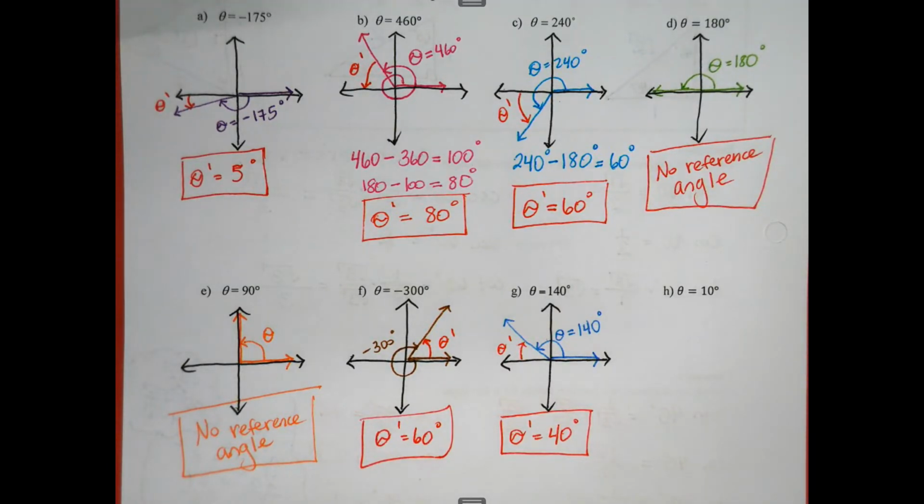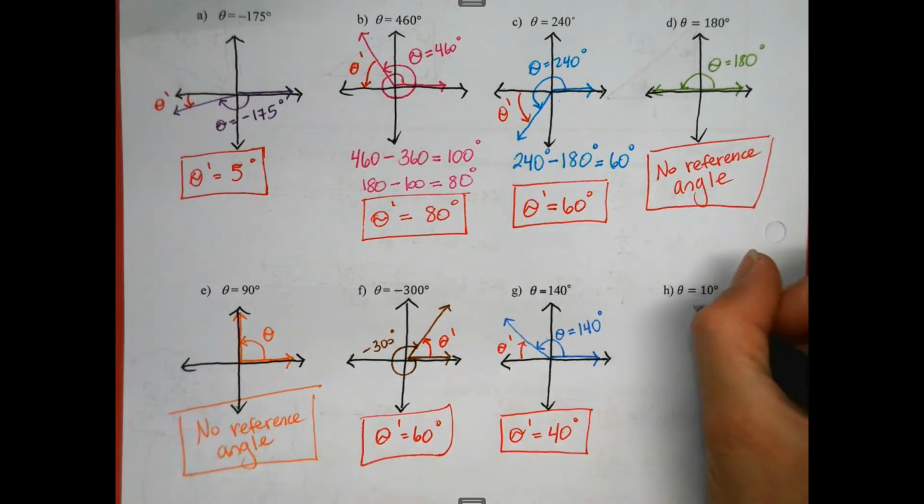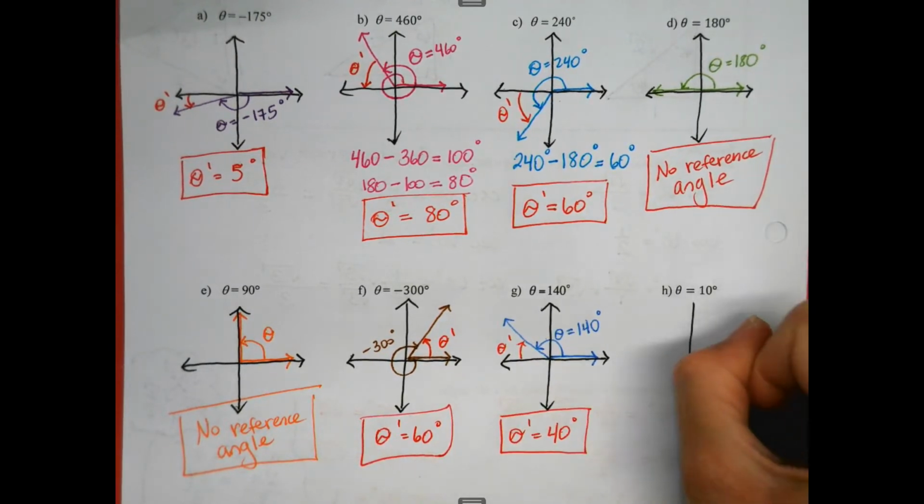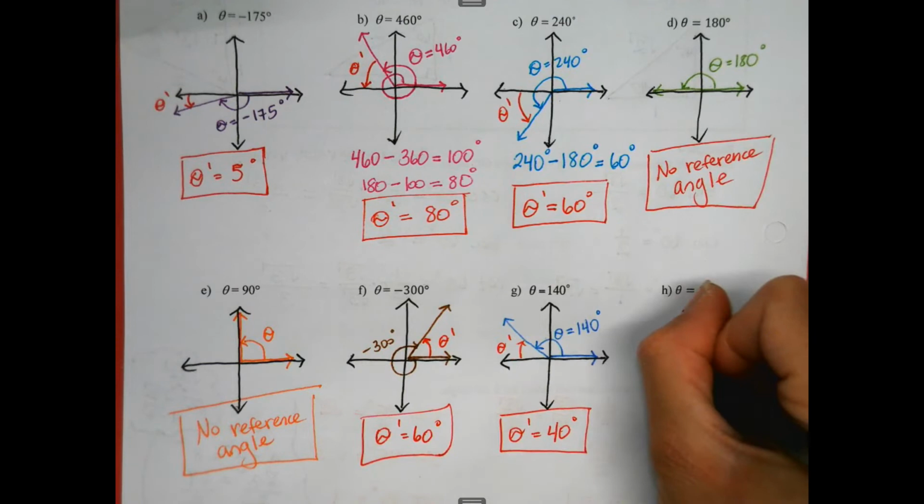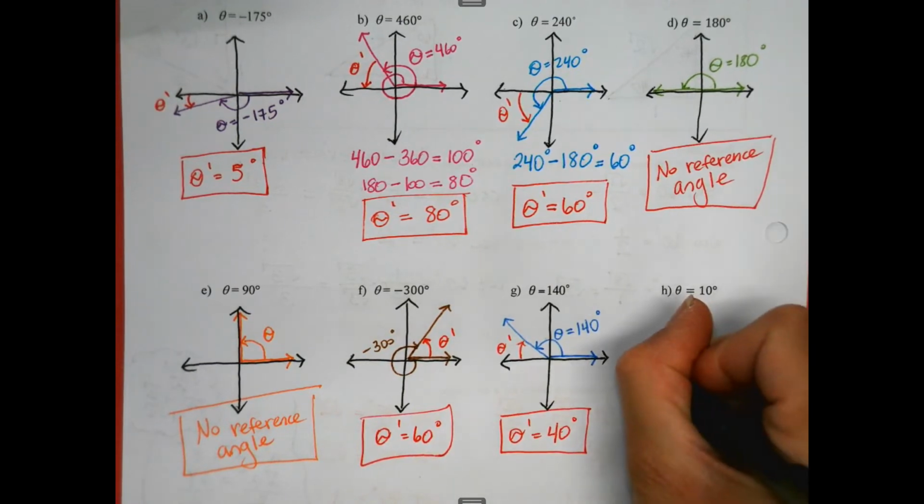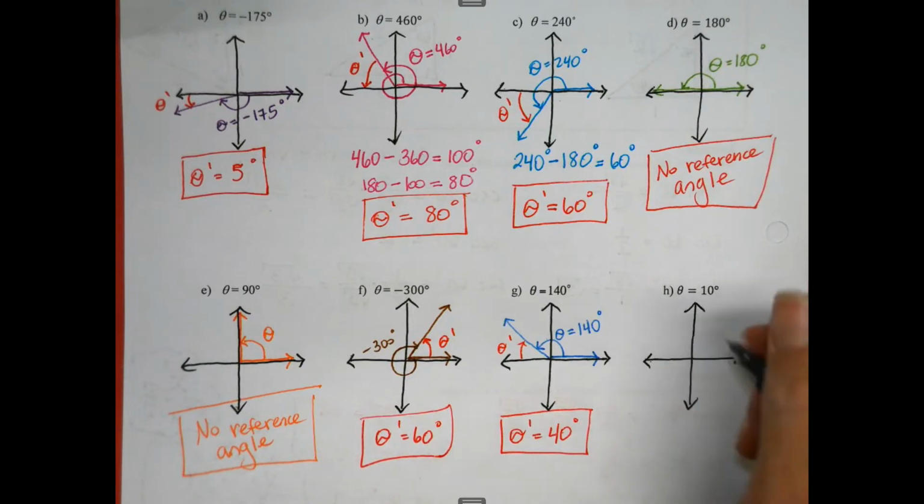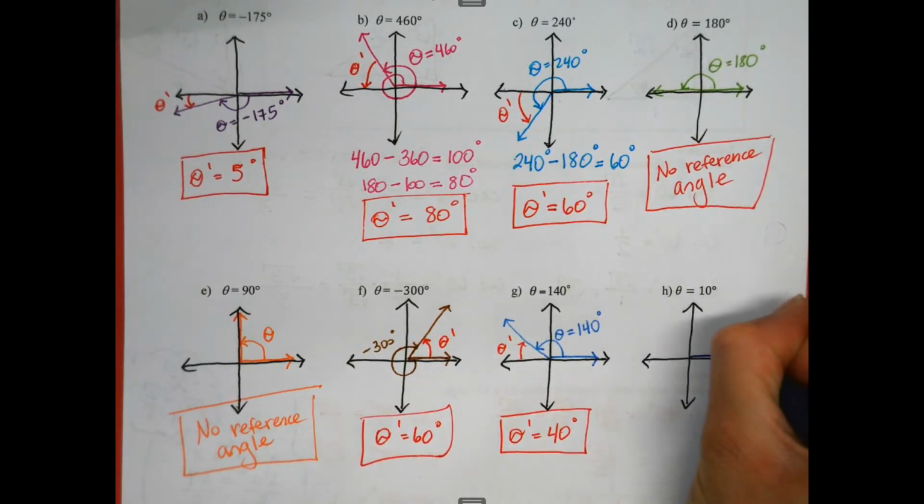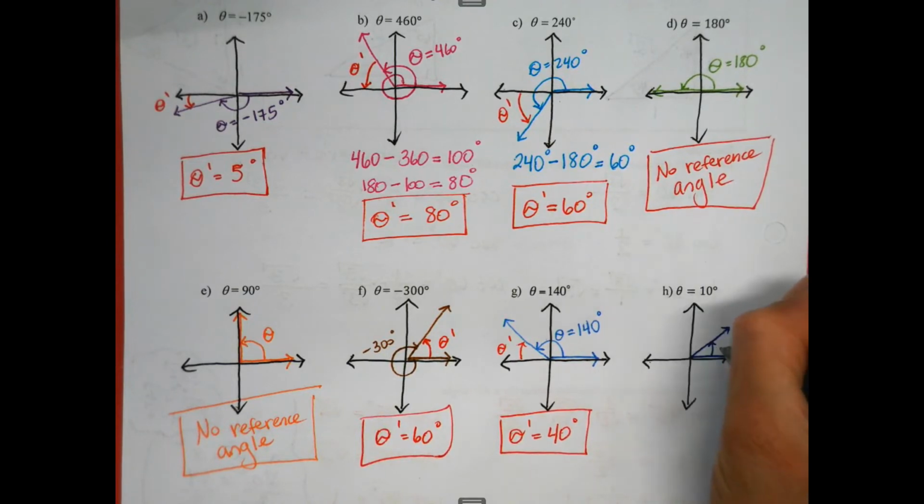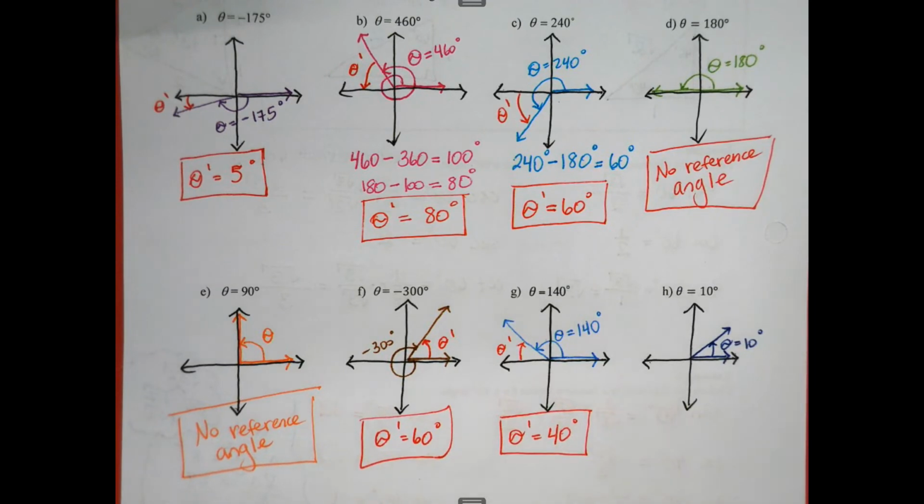And then our last one, 10 degrees. Any angle that is in quadrant number 1, its reference angle is equivalent to itself. So here we have an angle of 10 degrees, and that's also the reference angle.